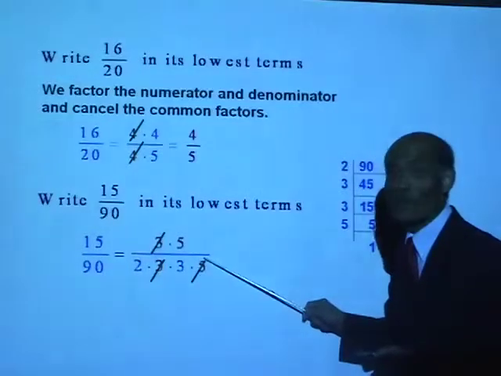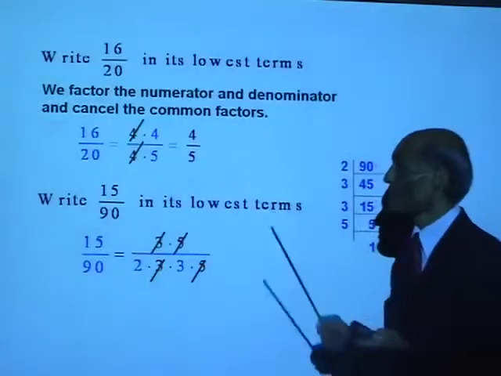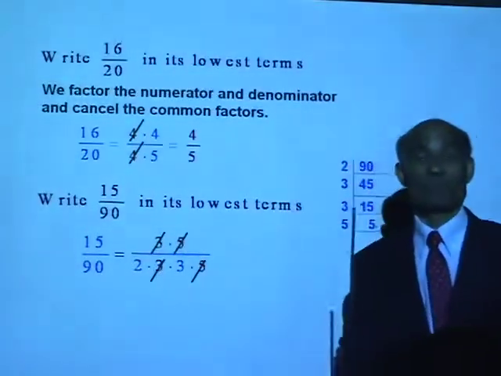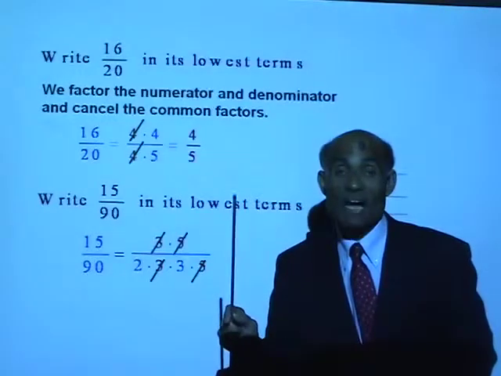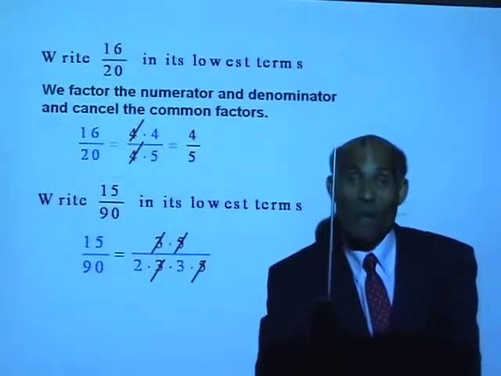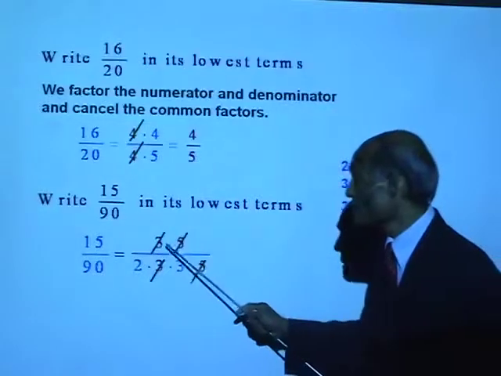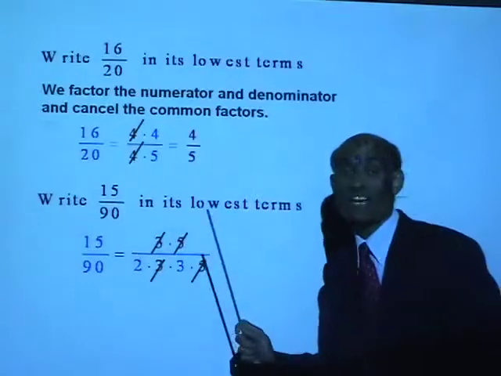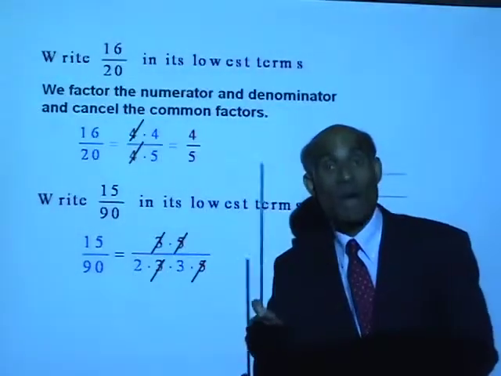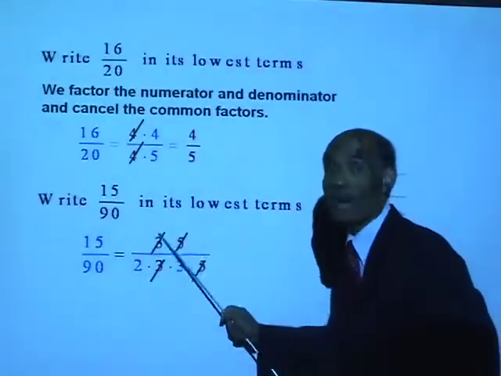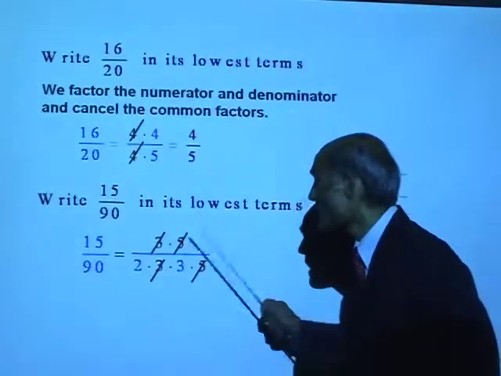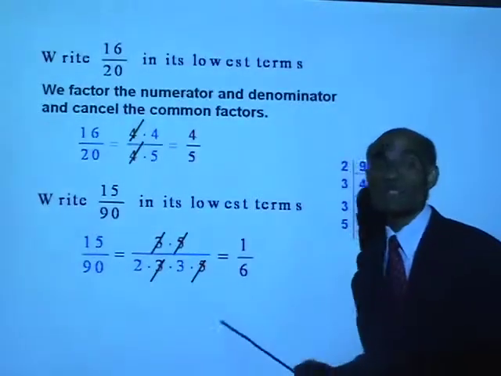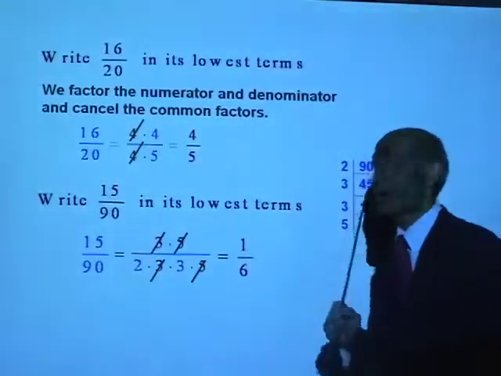The 5 on the denominator cancels with the 5 on the numerator. Tell me, what is left on the numerator now? If all the factors are cancelled, you still have a 1 left there. You see? Actually, this is 1 times 3 times 5. When all the factors are cancelled, you are left with a 1. The numerator is 1. The denominator is 2 times 3, 6. So 15 divided by 90 is 1 divided by 6.